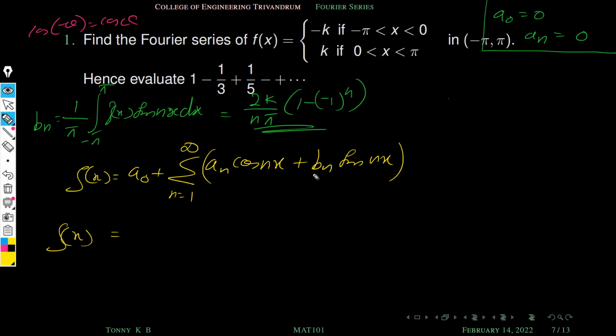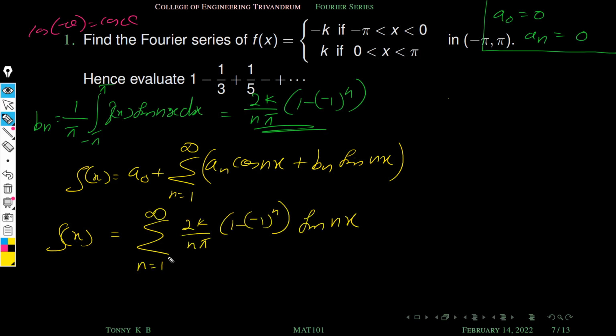Okay, we know that this is the formula of Fourier series. So here a naught equals 0 and an's are 0. So our Fourier series becomes sigma n equal to 1 to infinity 2k by n pi into 1 minus minus 1 raised to n into sin nx. Okay, if you try to expand this Fourier series, what happens?